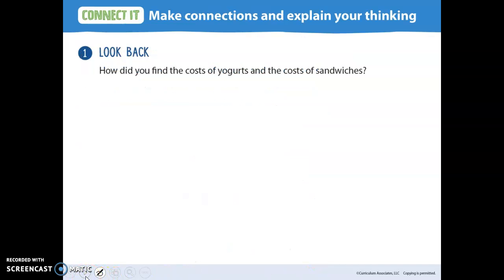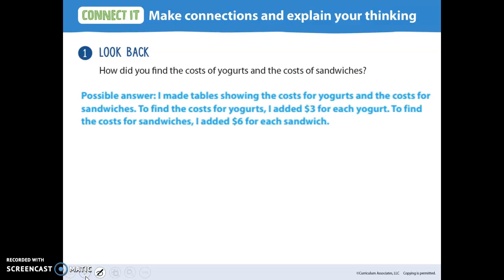So on this question, number 1, how did you find the cost of yogurts and the cost of sandwiches? So again, what did you have to do to find the cost of those yogurts each time? And what did you do to find the cost of the sandwiches each time? Again, we made the chart and then we added $3 for each yogurt and $6 for each sandwich.